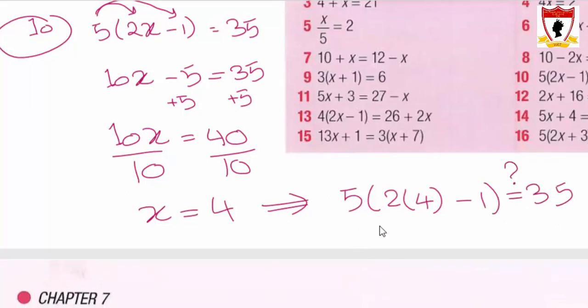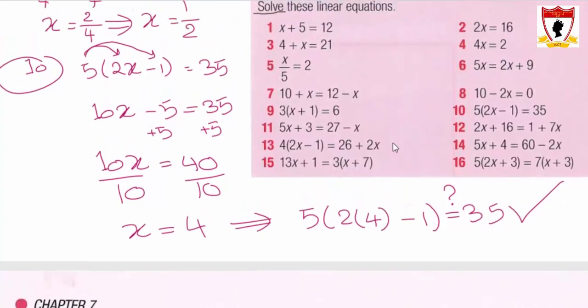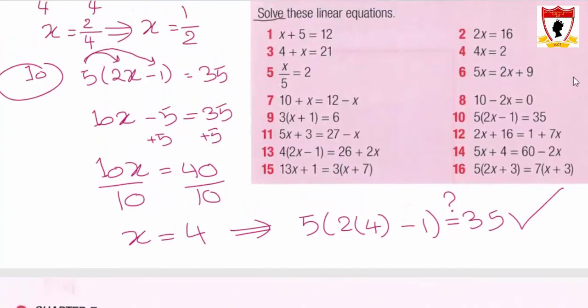Let's calculate. 2 times 4 is 8. 8 minus 1 in the bracket, we will have 7, and 7 times 5 is 35. Yes, it's correct. And the last question in this set is question 16.